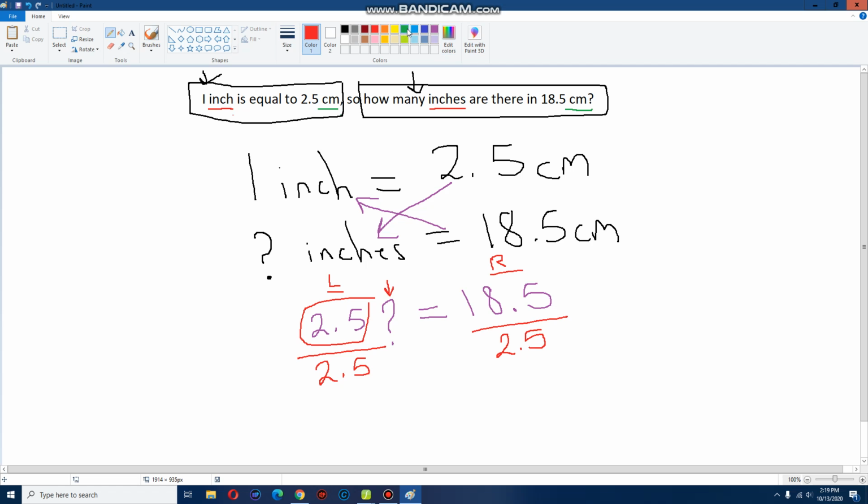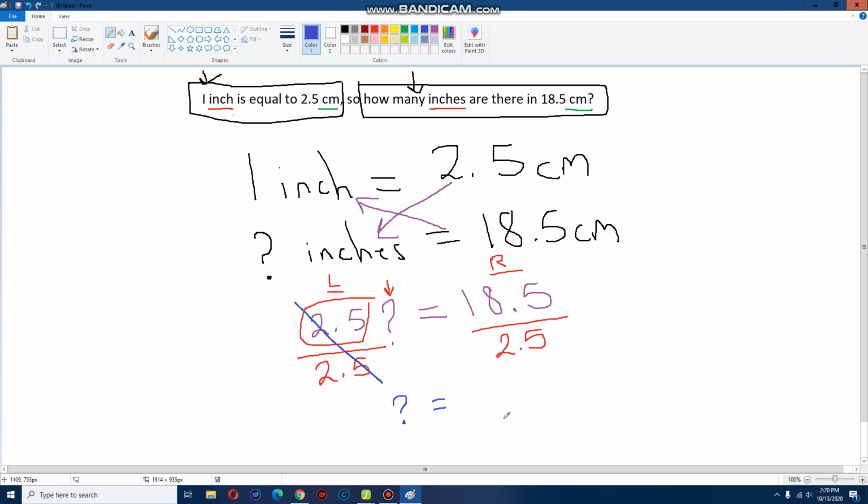And now when you divide it, you know that 2.5 divided by 2.5, any number divided by the same number, is just 1. One question mark in this case. You don't even need to write the number 1. It's already assumed that 1 is in front. You don't need to have it. And then, of course, you put the equal sign, and then you do 18.5 divided by 2.5.